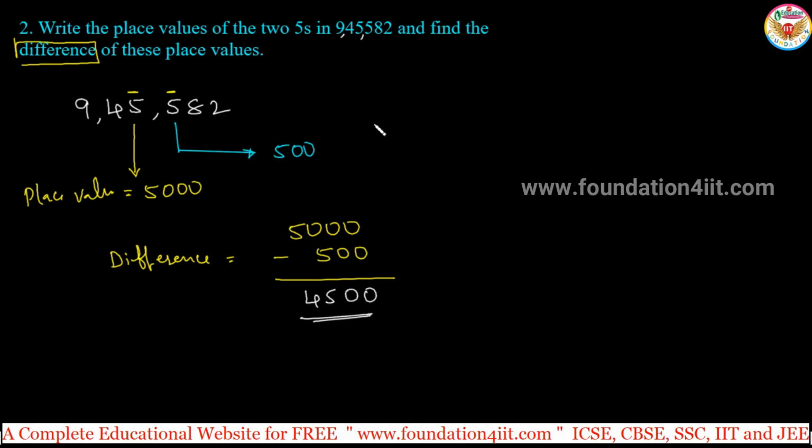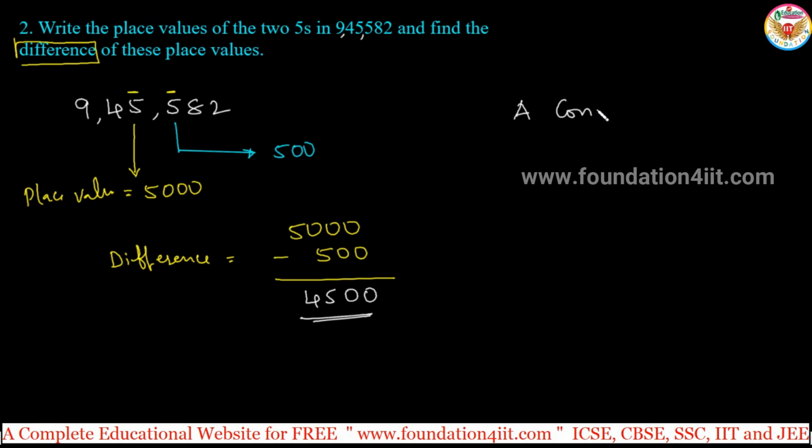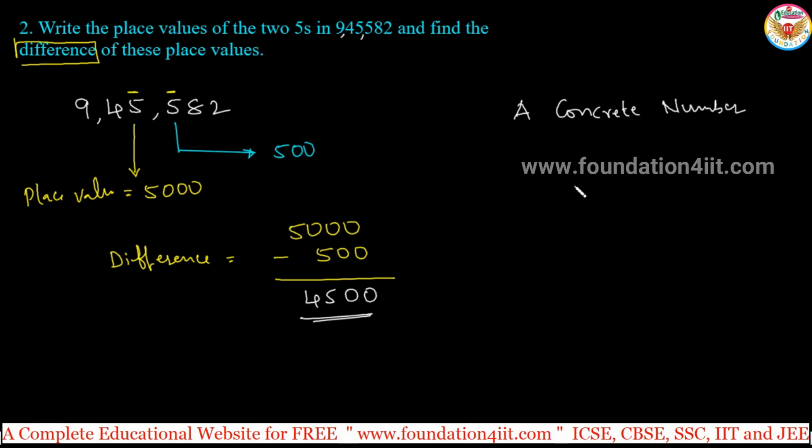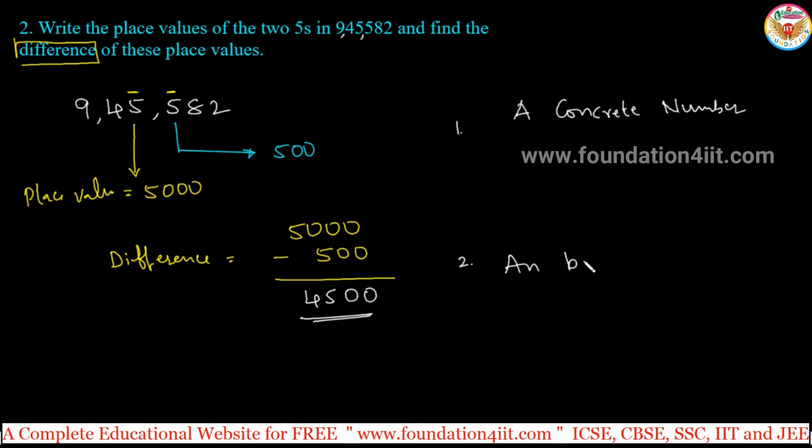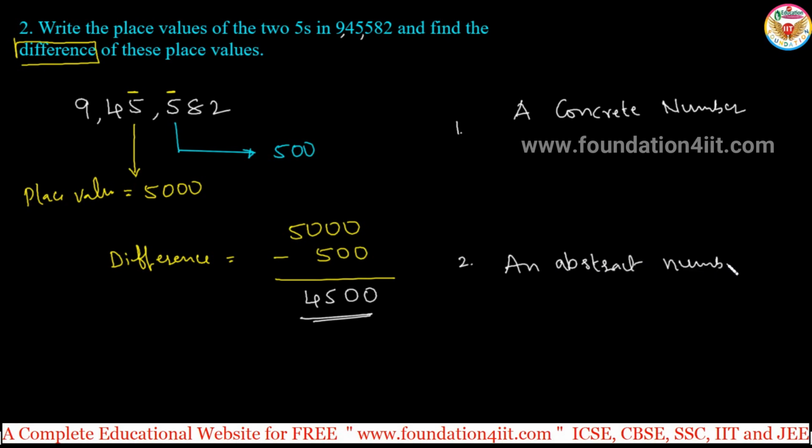Apart from these examples, let us see these two terms. One is a concrete number, and one more, an abstract number. Let's see these two also. What is a concrete number and what is an abstract number?